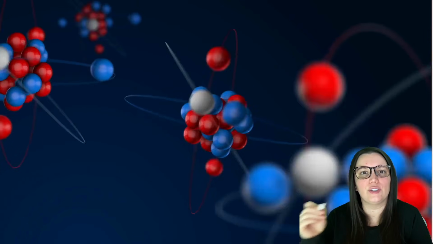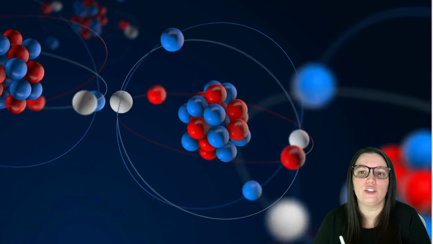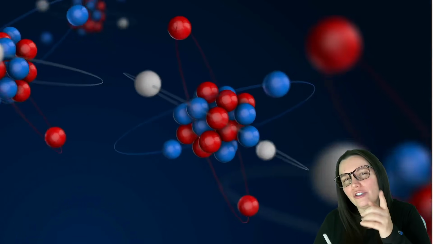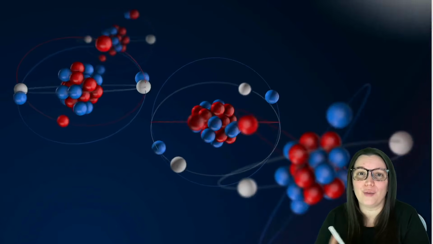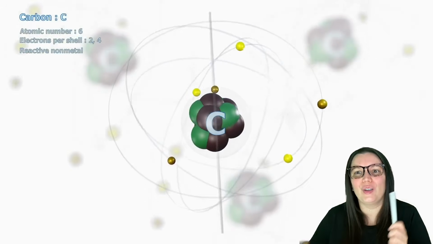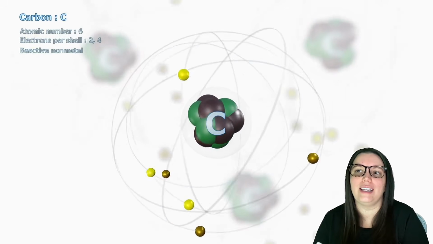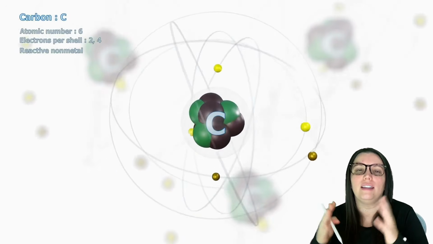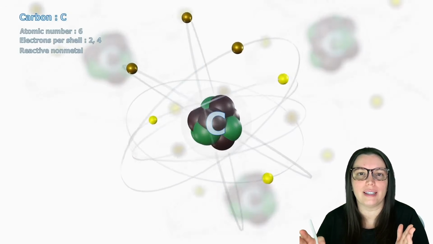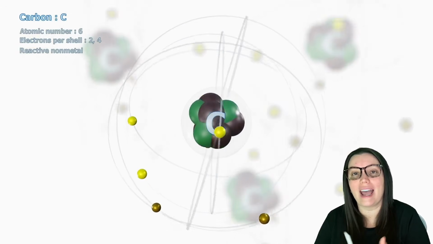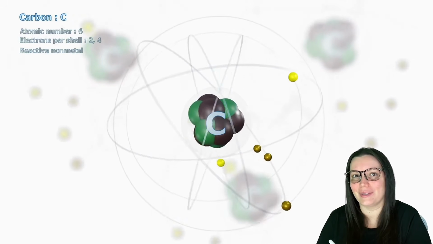Those little tiny circles that are orbiting around our nucleus are known as electrons, and they have a negative charge. And what's interesting about them is they are about 2,000 times smaller than our proton. So when we're looking at different types of elements, we can determine what kind of element it is based on the number of protons found within the nucleus. So for example, carbon has 6 protons.